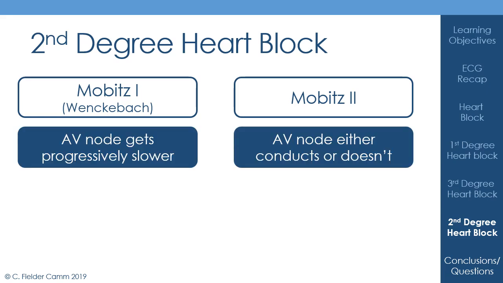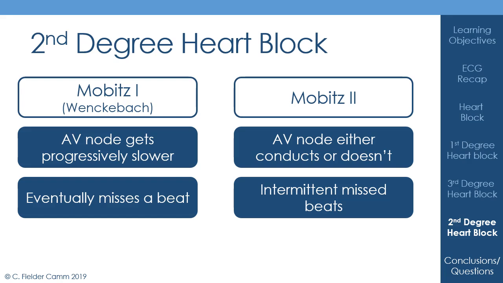So in Mobitz 1, what you have is the AV node getting progressively slower. And you see this on the ECG with a slowly prolonging PR interval. So it may start off relatively normal, and then the next beat it's a bit longer, the beat after that it's longer still, and longer still. Whereas in Mobitz 2, the AV node either conducts or it doesn't. So you'll have a PR interval that's the same for every beat that has a QRS complex after it.